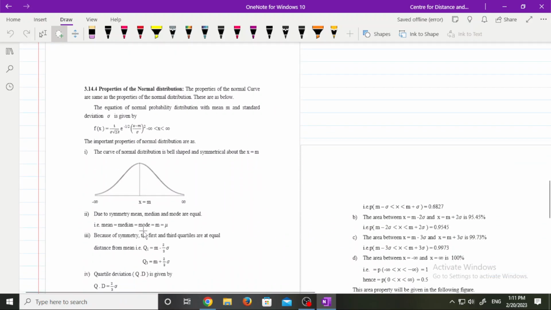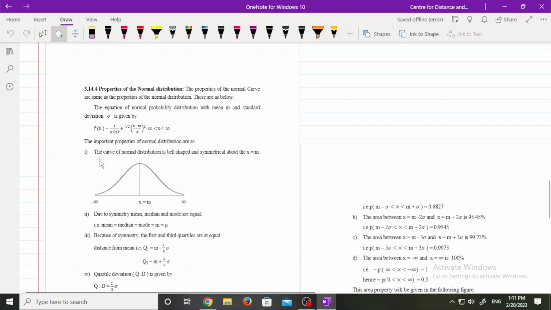Now, properties of the normal distribution. The properties of the normal curve are the same as the properties of the normal distribution. These are as below. The equation of the normal probability distribution with mean m and standard deviation sigma is given by this formula: f of x is equal to 1 upon sigma into under root 2 pi into e raised to minus 1 by 2 into (x minus m divided by sigma) bracket square, for minus infinity less than x less than infinity. That is, the value of x lies between minus infinity and plus infinity.